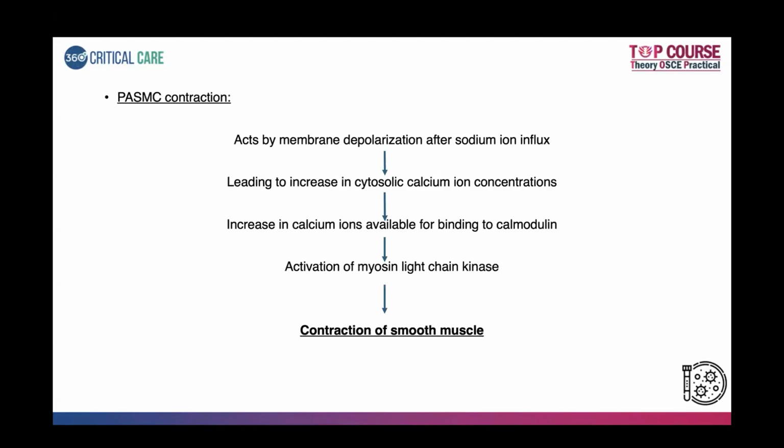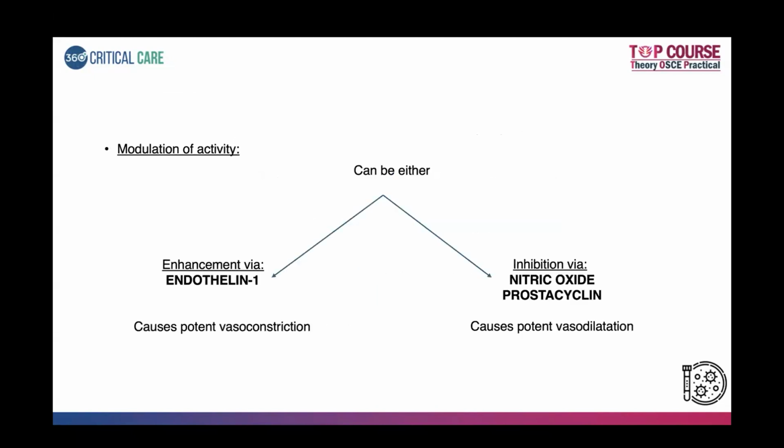Once the biological oxygen sensing identifies that there is a site of hypoxia, this PSMC contraction occurs, causing contraction of the smooth muscle. So these are the initial two steps. Then comes the modulation of activity. There can be two paths: there can be enhancement of activity, or there can be inhibition of activity. Enhancement of activity can be via endothelin-1, which can cause potent vasoconstriction, or there can be inhibition of vasoconstriction via nitric oxide or prostacyclin, which can cause potent vasodilatation.